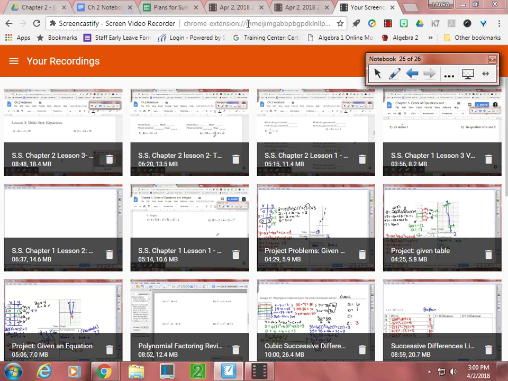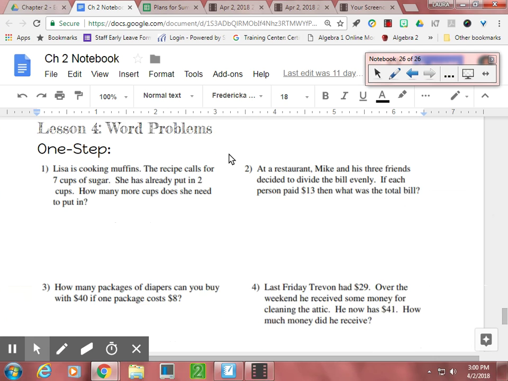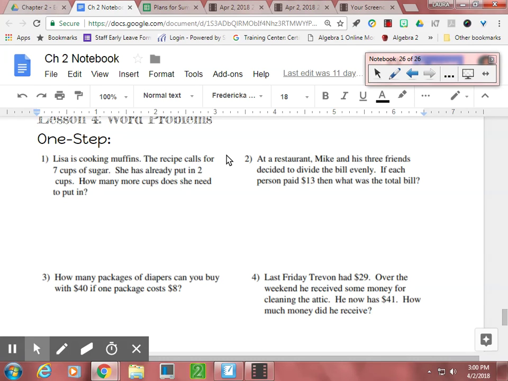Last section in this chapter is story problems. So we have some 1 and 2 step ones of the "when are we ever going to use these." Alright, so our first one is Lisa cooking muffins.